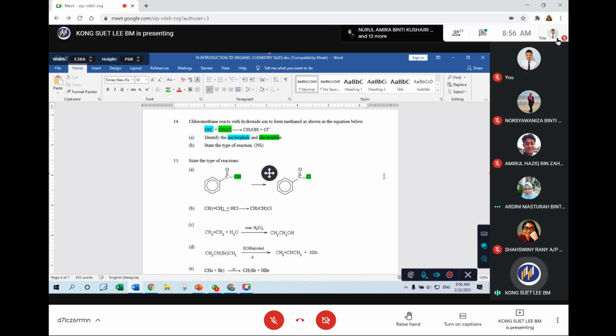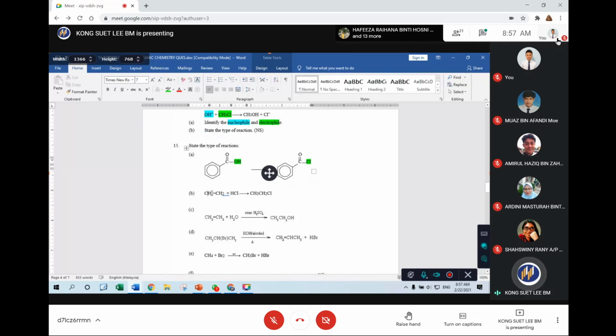Substitution. What type of substitution? Okay, for your information, substitution and addition, you cannot simply answer substitution or addition. You have to tell me the type. Nucleophilic, electrophilic, or free radical. If you just simply give the addition or substitution, the answer still is wrong. Look at here. Okay, very good. Yes, nucleophilic substitution. Why? Because here is electrophilic site. The C double bond O is electrophilic site. Nucleophile is substituted. So nucleophilic substitution. How about this one? Double bond becomes single bond.